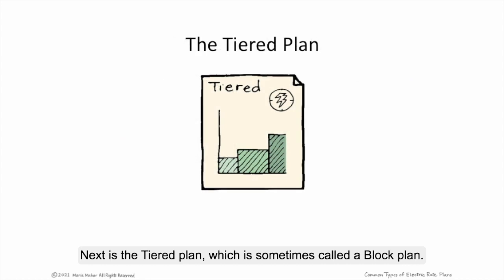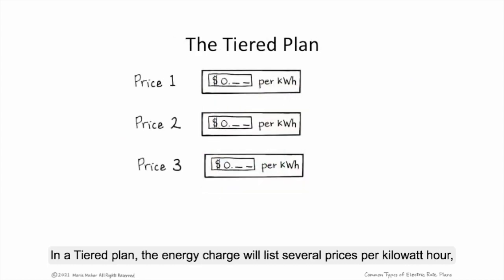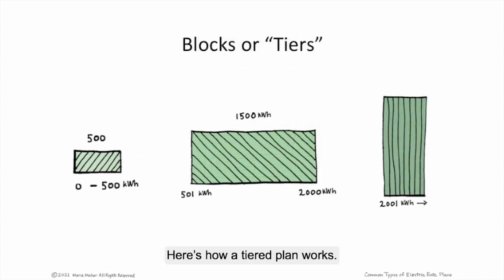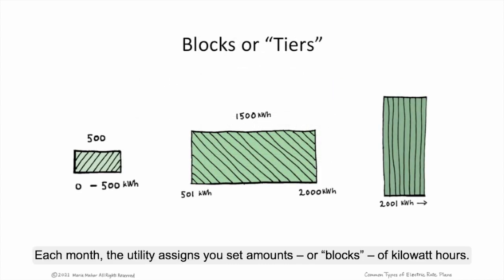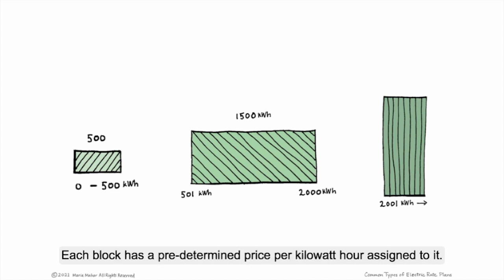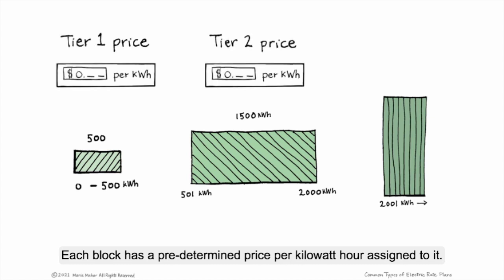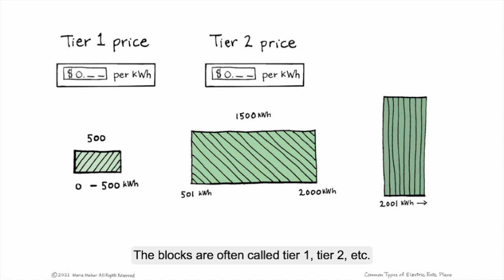Next is the tiered plan, which is sometimes called a block plan. In a tiered plan, the energy charge will list several prices per kilowatt hour, with rules for when the different prices apply. Here's how a tiered plan works. Each month, the utility assigns you set amounts or blocks of kilowatt hours. Each block has a predetermined price per kilowatt hour assigned to it. The blocks are often called Tier 1, Tier 2, etc.